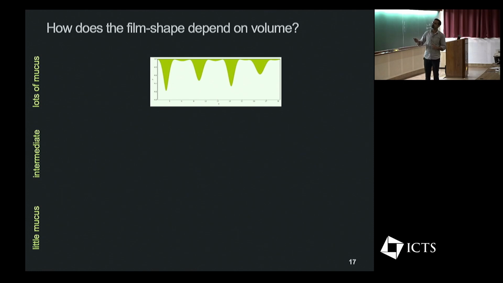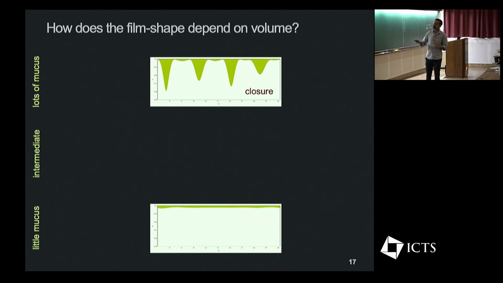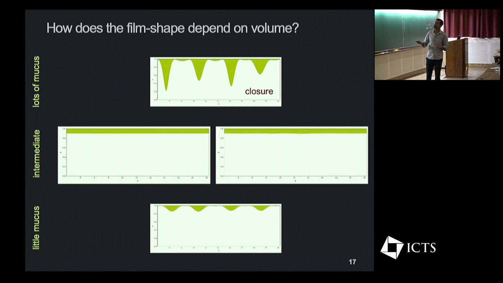If I take a lot of mucus, these will form bulges that will go and pinch off. I've not shown the full thing, but if we continue the simulation, this will simply hit the center line, which means you'll get a liquid bulge. So that's a case that we will not look at here. If you have low amounts of mucus, you get those stable unduloids. But in an intermediate region, things get interesting, as you'll see.